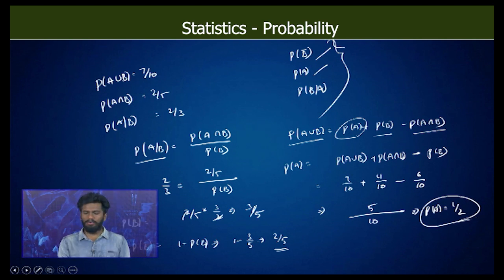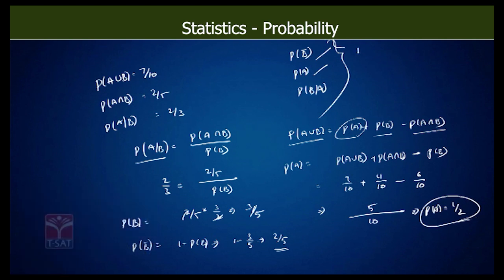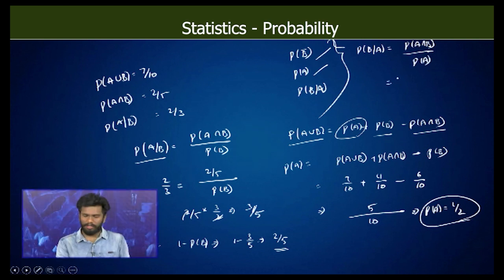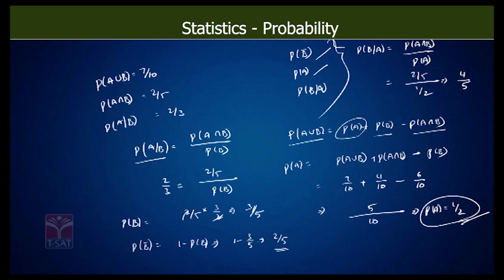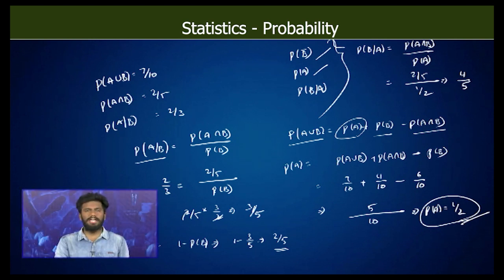Now probability of B given A. What is the formula for probability of B given A? It is probability of A intersection B divided by probability of A. So what is the probability of A intersection B? We know it is 2/5. And what is the probability of A? We just found 1/2, which will be equal to 4/5.